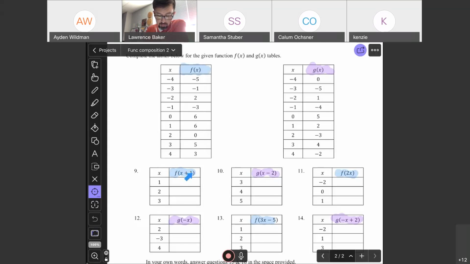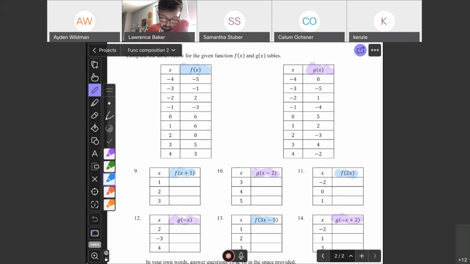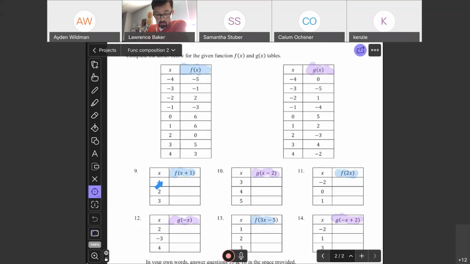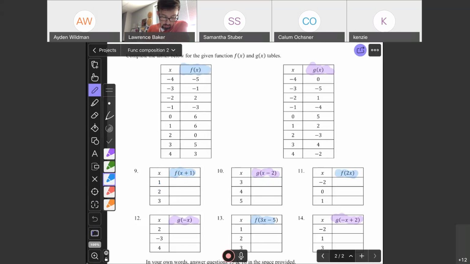All right, so notice inside of the function, something is going on. And so what we need to do here, I'm going to take this X value that they're asking me about, 1, but I have to add 1 to it first. So I'd say, well, what's 1 plus 1? That's, of course, 2. And then I go to look at 2 to get the Y value.